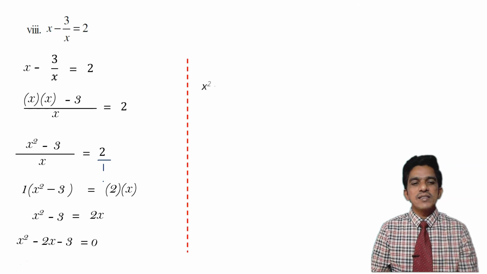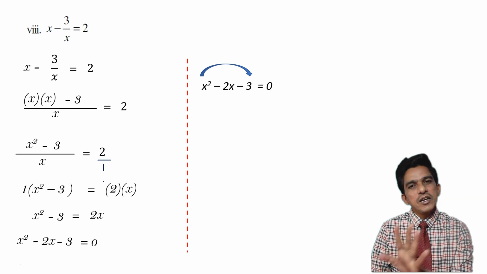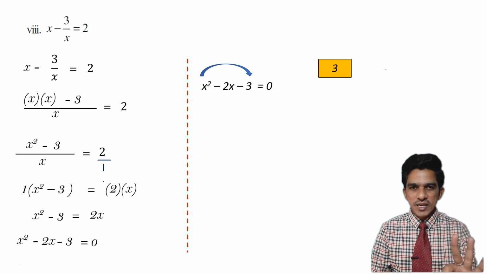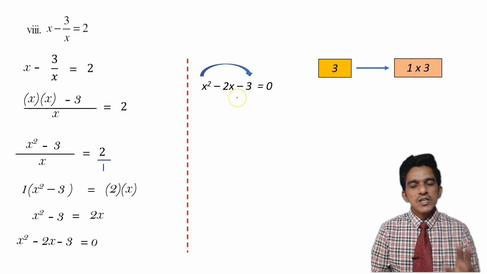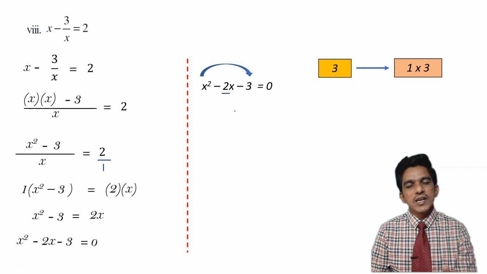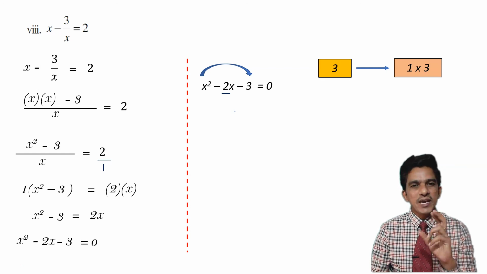Now let us factorize x square minus 2x minus 3 = 0. The coefficient of x square is 1, the constant is 3. So you have to factorize 3. There is only one way in which you can factorize 3, that is 1 into 3. So we have to subtract the factors. The coefficient of x is 2, you have to get 2. As I told you earlier, when we subtract factors, the sign in the middle has to be written for the bigger number, the bigger factor.